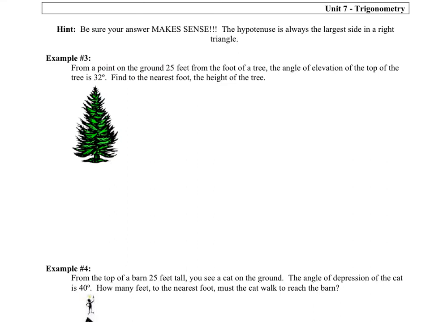Okay, so now we're going to try two application problems. We're going to be given a scenario, and we have to create our right triangle so that we can solve for a missing side later on. In this question, it says, from a point on the ground 25 feet from the foot of a tree, the angle of elevation of the top of the tree is 32 degrees. Find to the nearest foot the height of the tree. So I know I'm going to be looking for this. That's my x. It says there's a point on the ground, so I'm going to draw a straight line. And this point here is 25 feet from the base of the tree.